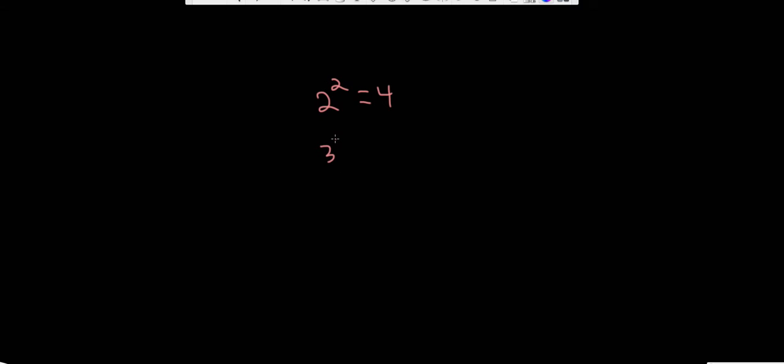Now let's say we have 3 squared. Well, that's 9. That's also an exponential expression. Now, how about 3 to the third? 27, right? So now we can rewrite 3 to the third as 3 times 3 times 3, which is what the 3 to the third means, which is also 27. And we can do the same thing to all of these.